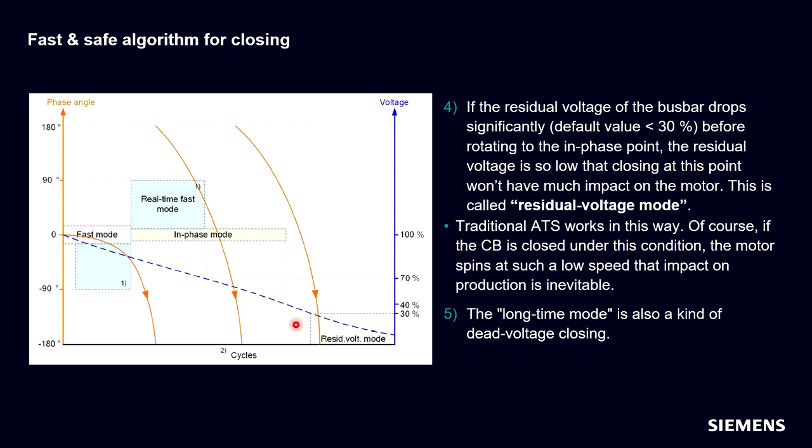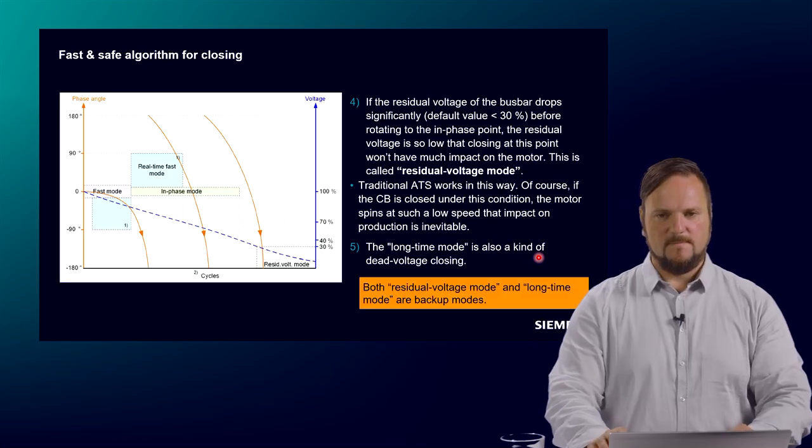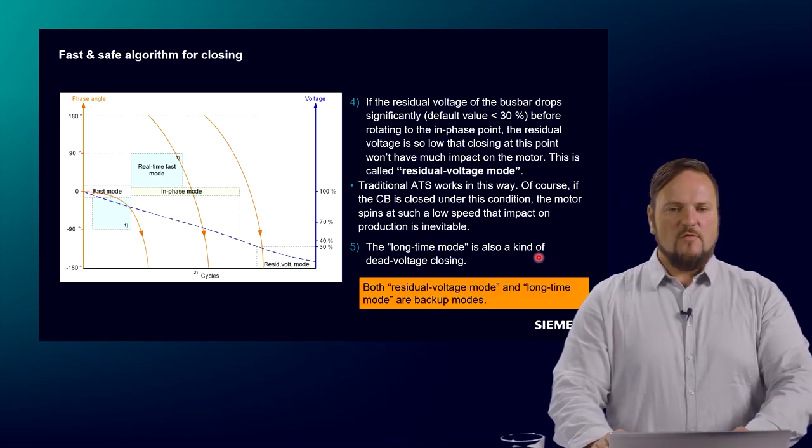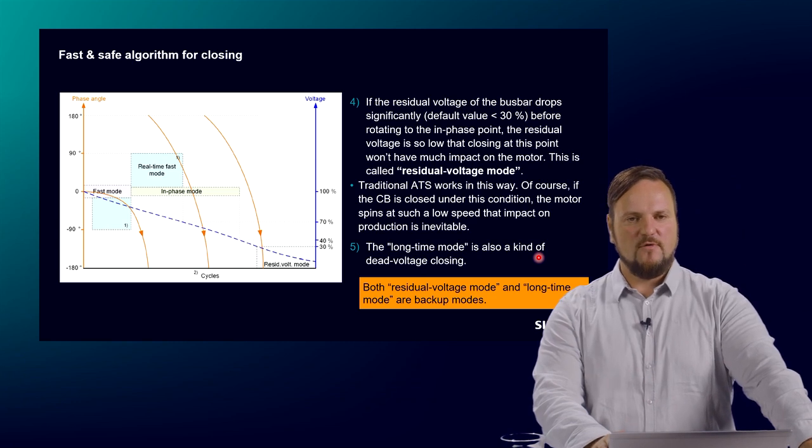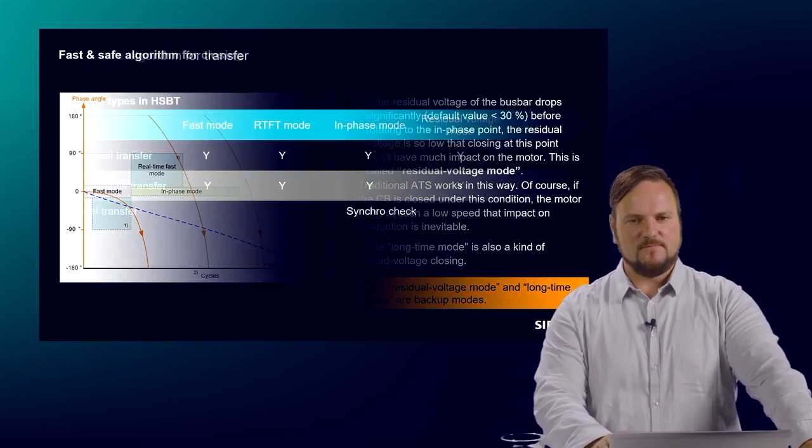Then we talk about the residual voltage mode. And the last point is the long-term mode. Long-term mode is a time delay, which can be set in the device, and this is normally used when closing on a dead bus. The residual voltage mode is normally used, for example, in an ADS system. That means both residual voltage mode and long-term mode are backup modes for the IHSBT system.